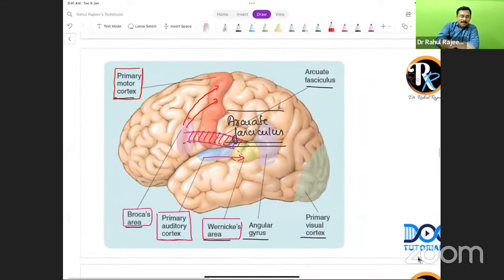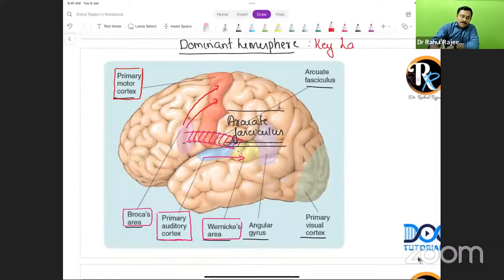And remember, all these key language areas are located in the dominant hemisphere. Don't think that there are two Broca's areas and two Wernicke's areas. Remember, in the dominant hemisphere, you have certain key language areas.